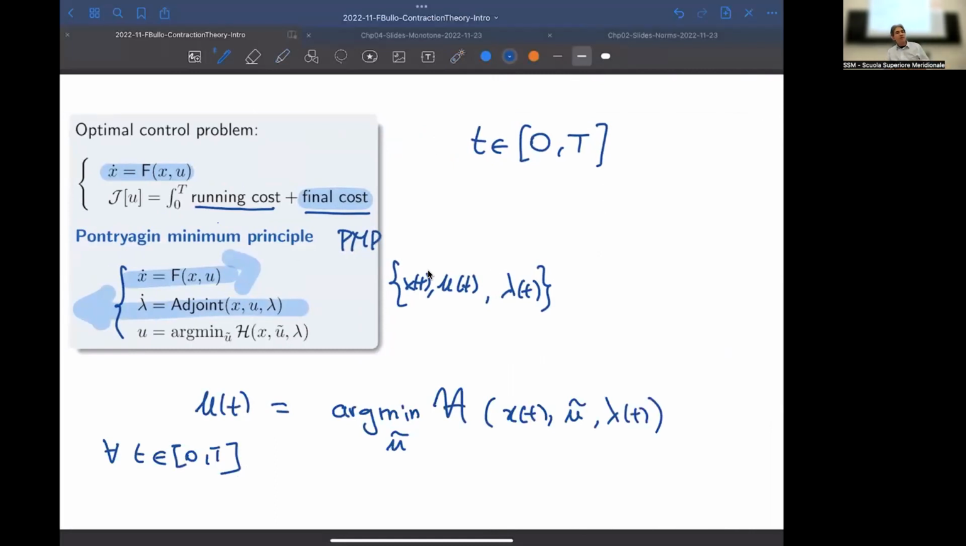So there's a Hamiltonian function which is defined using the running cost, the final cost, the dynamics. I'm not going to bother you right now with the details of that. There's a Hamiltonian function, and the Pontryagin condition is that if u is the optimum, then it must be the pointwise minimum of the Hamiltonian function, where x and lambda satisfy, respectively, the forward and backward equation. Is this clear? There's a question.